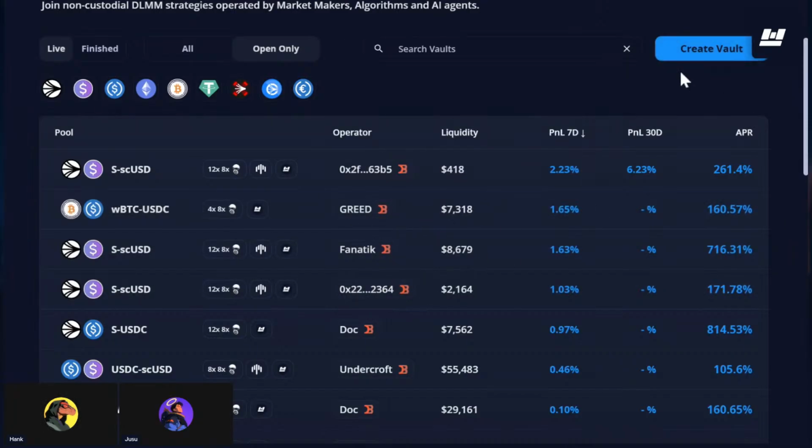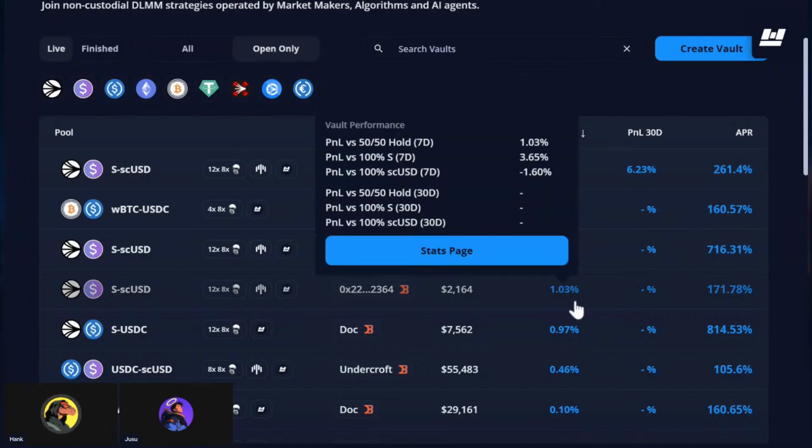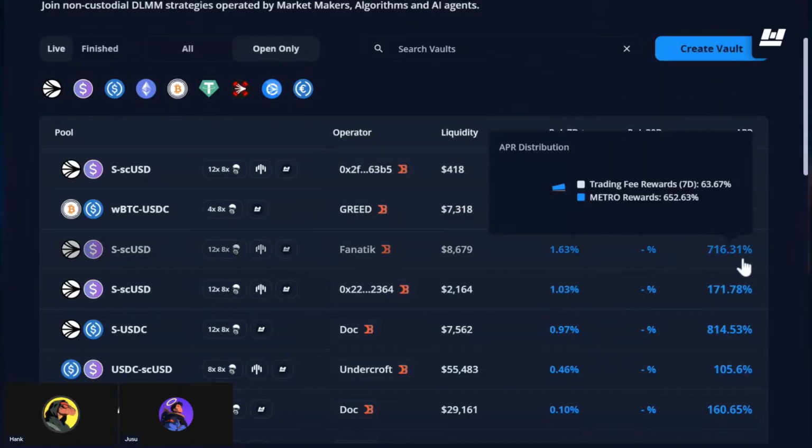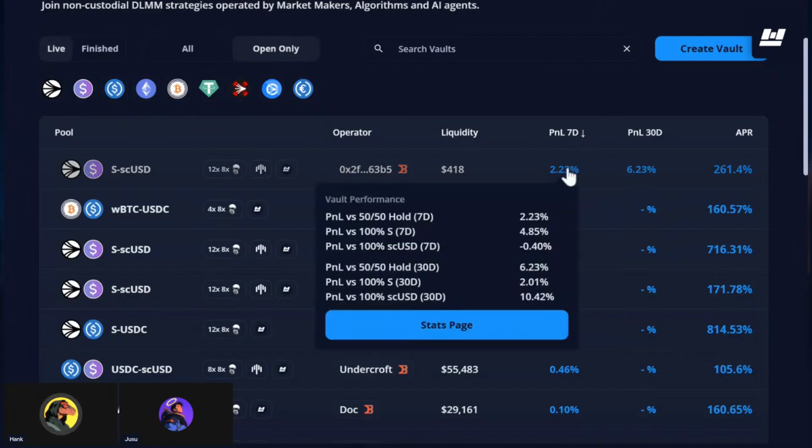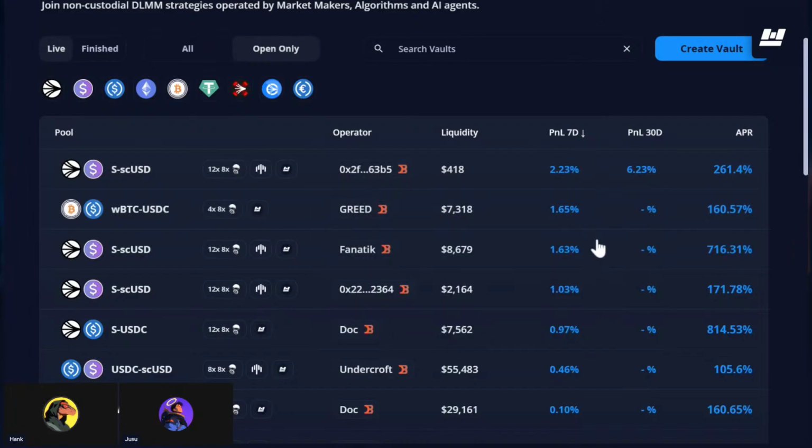And then you have here 3 numbers. Right now you have profit and loss 7 days. This is how it's sorted, as well as the APRs. And the profit and loss is the key thing. It really shows you, is this profitable? How much did it outperform the underlying tokens over a 7-day period?